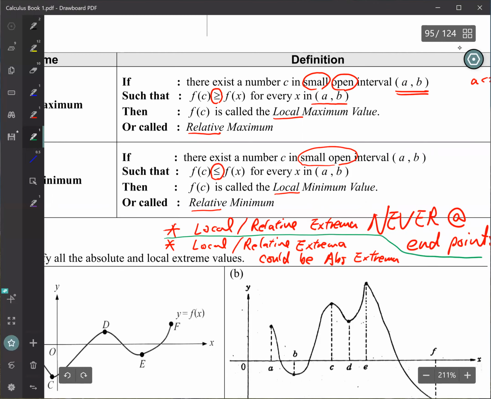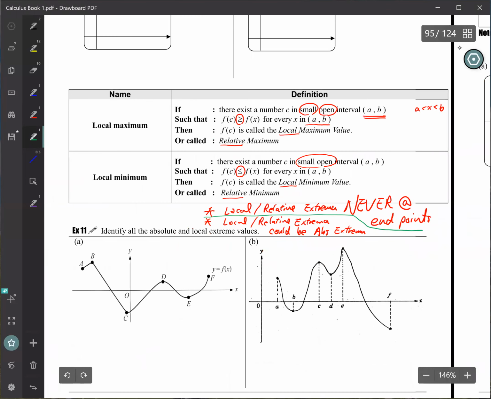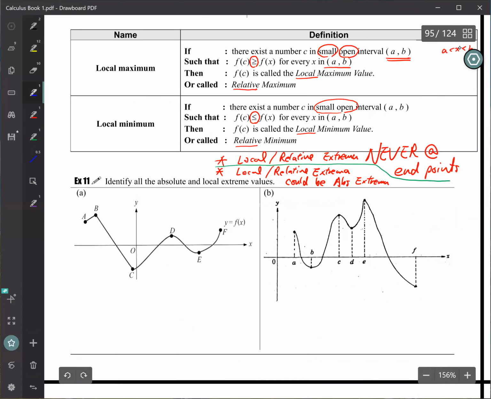Okay, so two important things to remember between the local and absolute. At the bottom, please identify all the extrema. We have four kinds: absolute max, absolute min, local max, local min. You just list out the letters, and when you finish, just raise your hand.